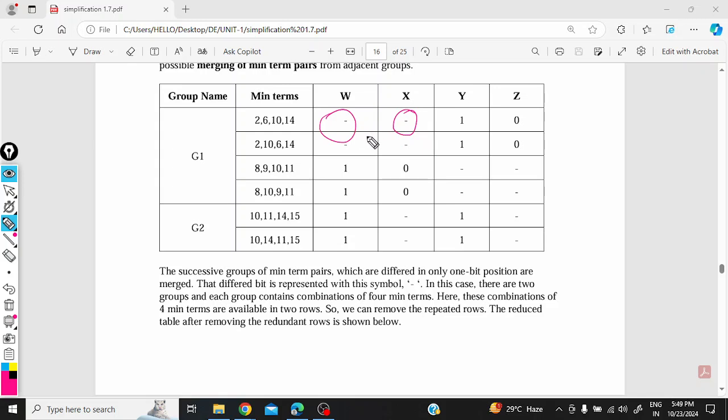Why? Because one bit difference should be there again here also. So 1 and 0, 1 and 0. 10, 2, 10, 16, 14. This is what the difference.